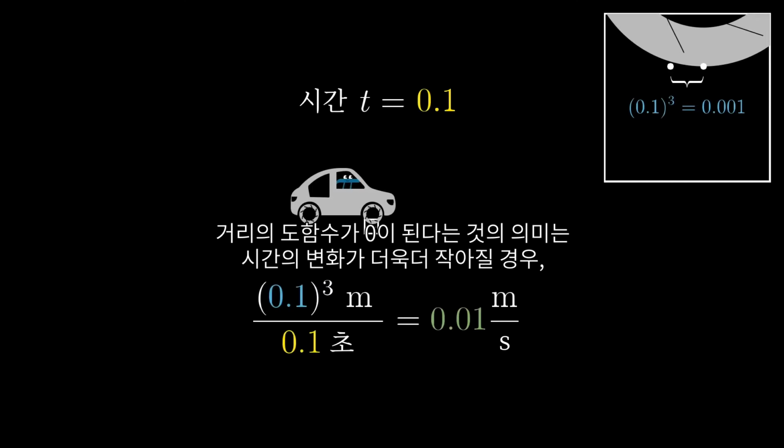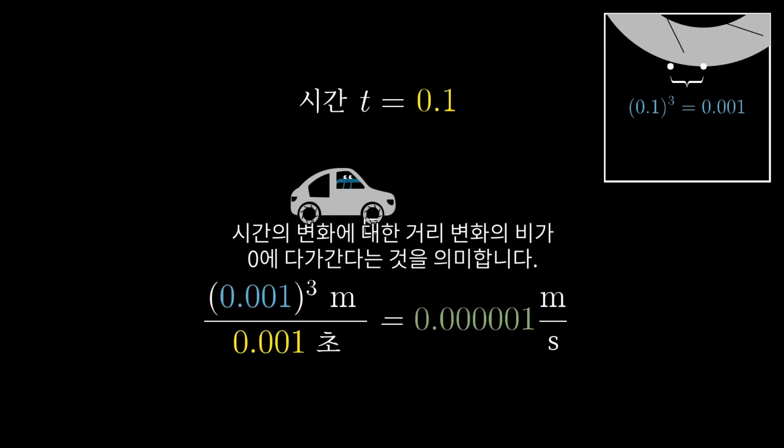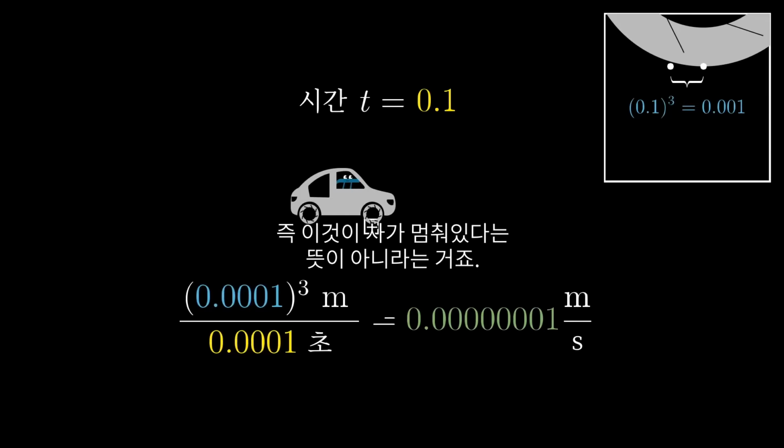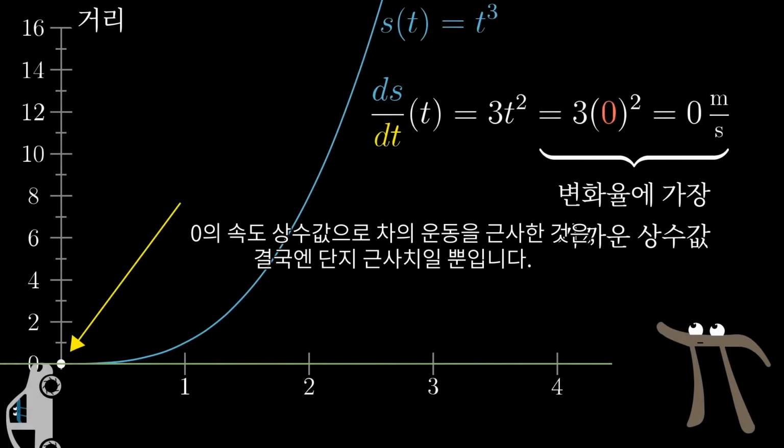And remember, what it means for the derivative of this motion to be 0 is that for smaller and smaller nudges in time, this ratio of meters per second approaches 0. But that's not to say that the car is static. Approximating its movement with a constant velocity of 0 is, after all, just an approximation.